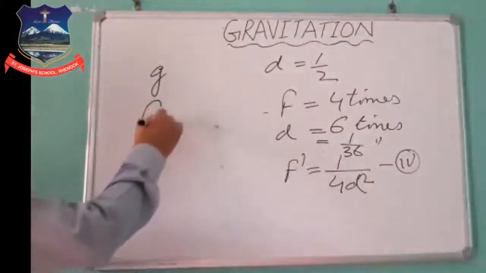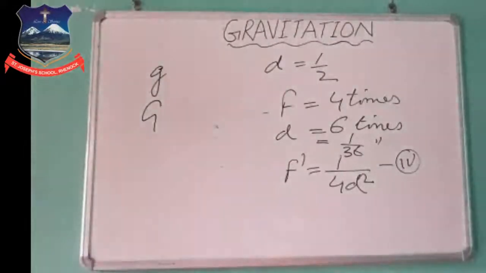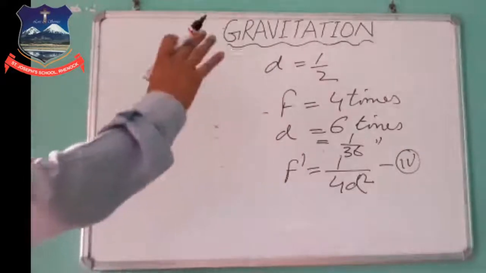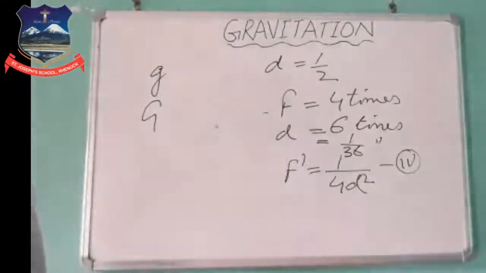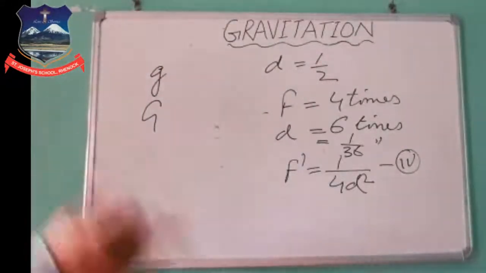Newton's law of gravitation is also useful to find the value of the gravitational constant. It is also useful to find the masses of planets and the stars. It is also useful to find the radius of the Earth. So these are the applications of Newton's law of gravitation.